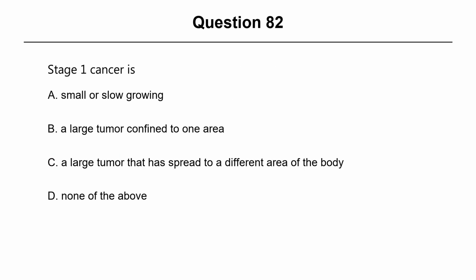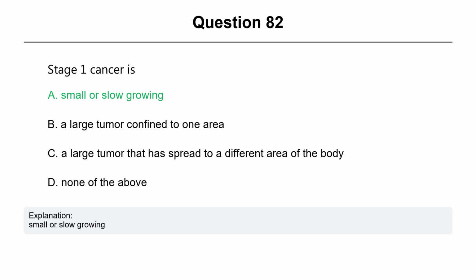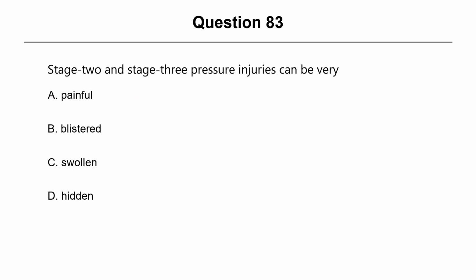Question 82. Stage 1 cancer is: Option A, small or slow growing. Option B, a large tumor confined to one area. Option C, a large tumor that has spread to a different area of the body. Option D, none of the above. The correct answer is option A, small or slow growing. Question 83.